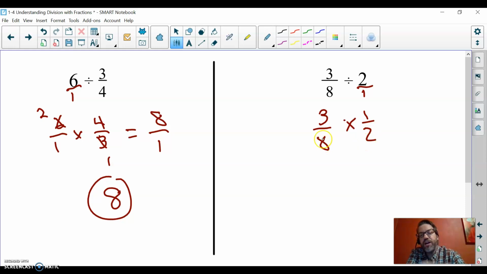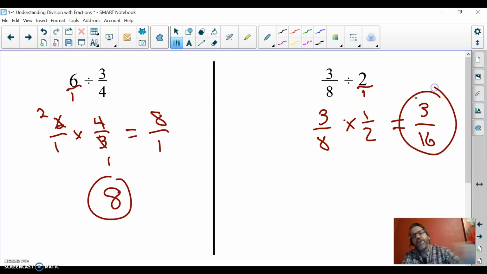Well, you might be thinking, how about the 2 and the 8? The problem with that is those are both in the denominators, and we need one in a numerator, one in a denominator to simplify. And there isn't anything to simplify. I'll just multiply these together. 3 times 1 is 3 over 8 times 2, 16. There it is. It's in simplest terms. That's my answer. 3/8 divided by 2 is 3/16.